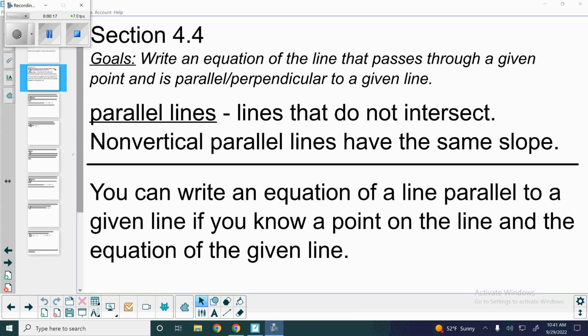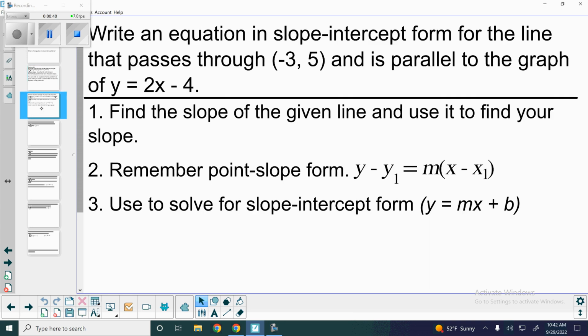And lines that are non-vertical, so basically lines that don't run straight up and down, parallel lines, they have the same slope. Now, you can write an equation of a line that's parallel to a given line if you know a point, and then you know that equation, because that's where you can get the slope. So we're going to be comparing lines together and figuring out what the slope is and using that to write an equation of a different line. So let's jump into it here.